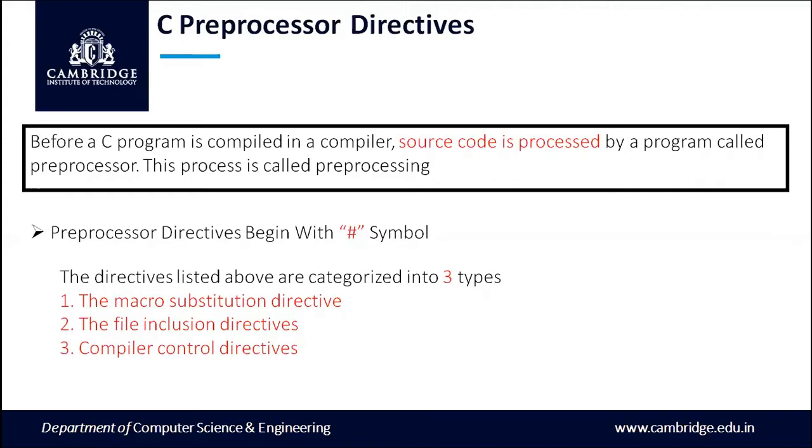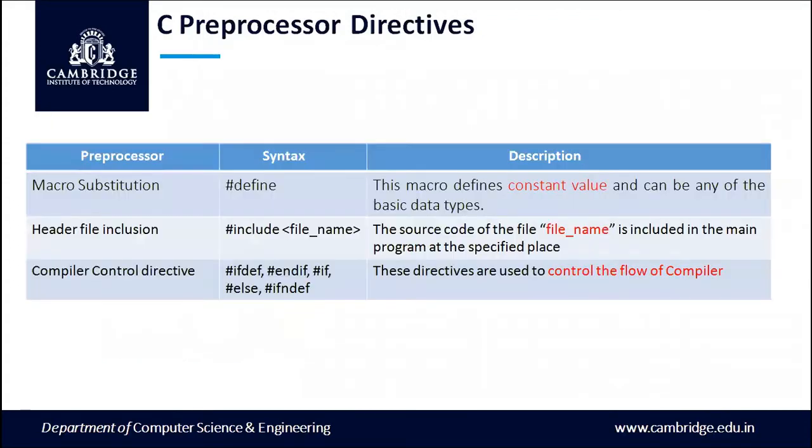Next, coming to the categories of preprocessor directives, we have three main categories. First is the macro substitution directive, second is the file inclusion directives, and the third is compiler control directives. We'll see these in detail. First, we'll go through the syntax. This slide gives a detailed description of the different preprocessors.